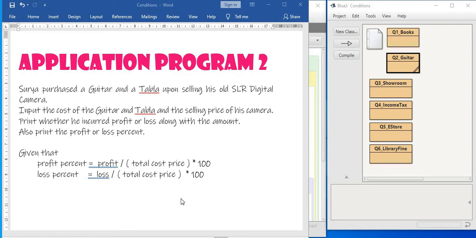Hello! Programs on conditions. To carry on the series of condition-based programs, here comes application program number 2. This question says there's someone called Surya. Surya purchased a guitar and a tabla. That means Surya is very fond of music. Upon selling his old SLR digital camera.